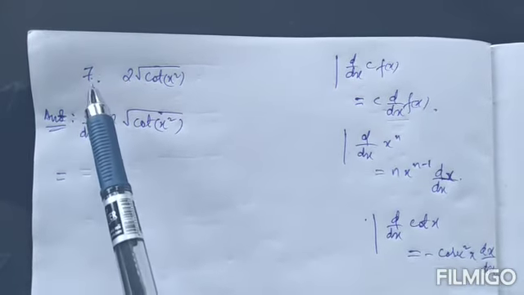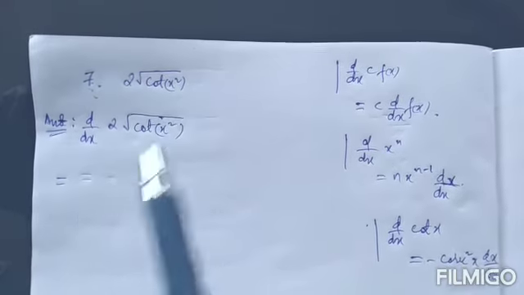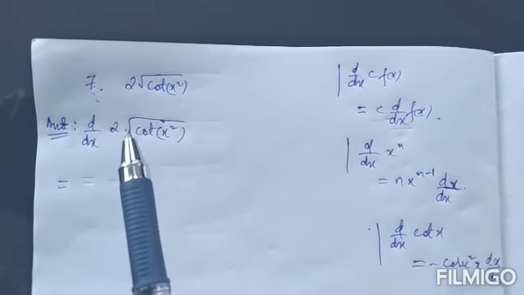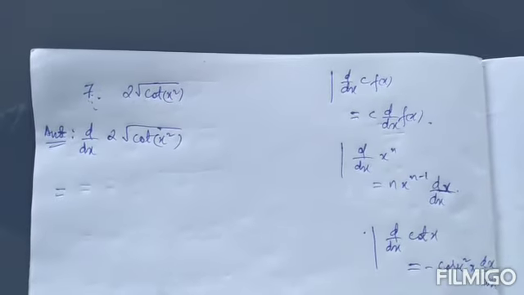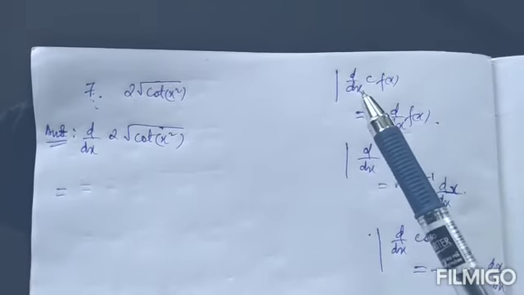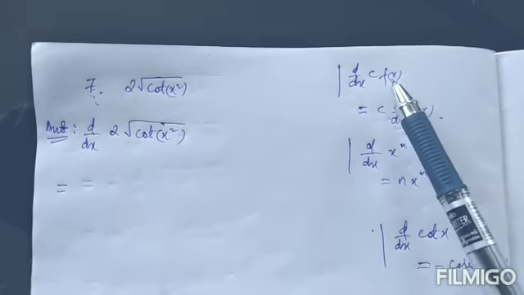Okay, student. Now I come with question number 7: 2 square root of cot of x square. Find d by dx of 2 square root of cot of x square. So first in this case I have to use the property d by dx of c f(x), that means constant into function.